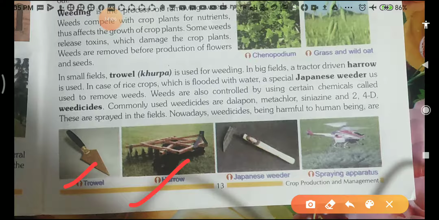Now in rice crops, lots of water is there. That's why there we use the Japanese weeder, which helps in removing the weeds. This one is your Japanese weeder. Weeds can also be controlled by using chemicals called weedicides. Students, cide means to kill. To kill whom? Weeds. Any chemical which we use to kill anything is called a cide.